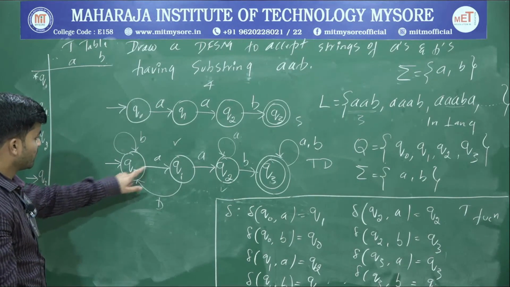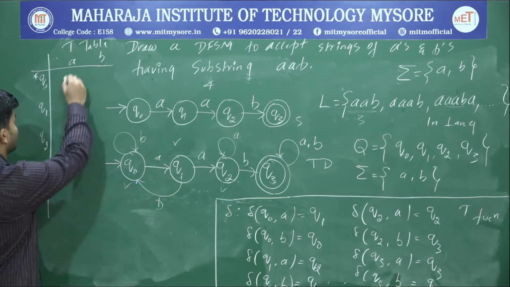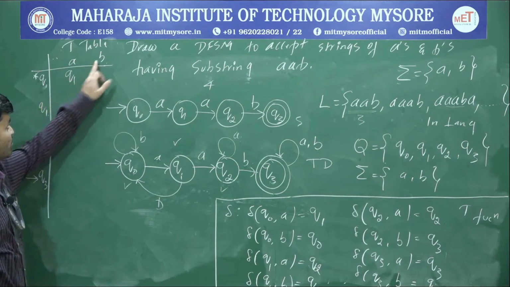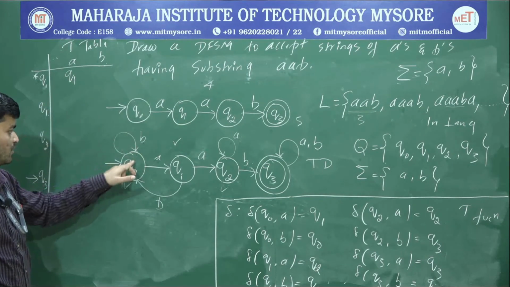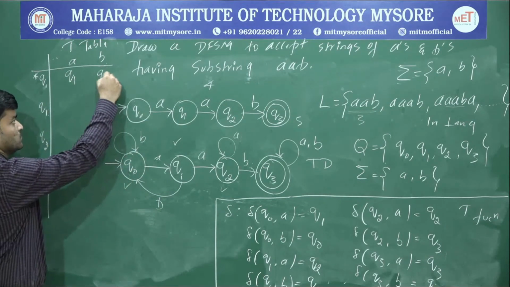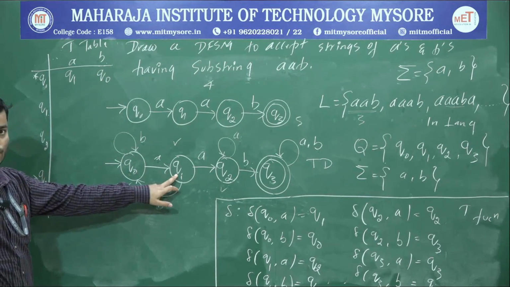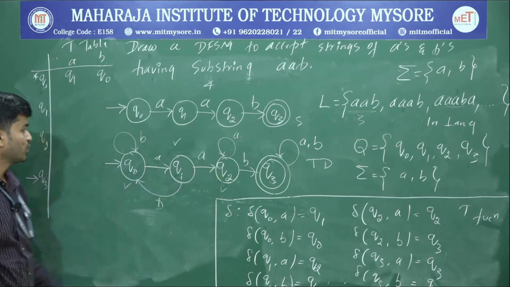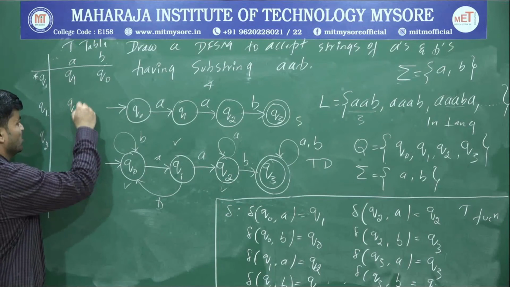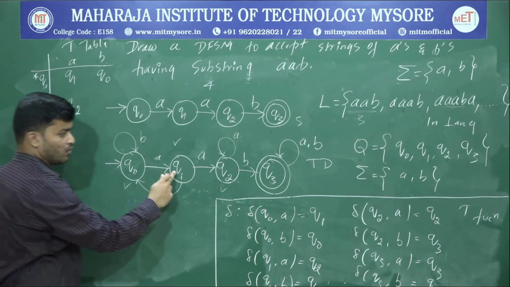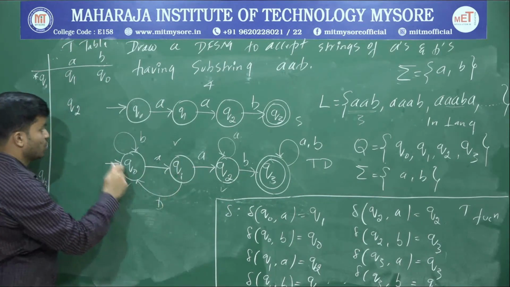So what is Q0 upon A? Q0 upon A is Q1. Q0 upon B is again Q0. Now go with Q1. What is Q1 upon A? Q1 upon A is Q2. Q1 upon B is Q0.